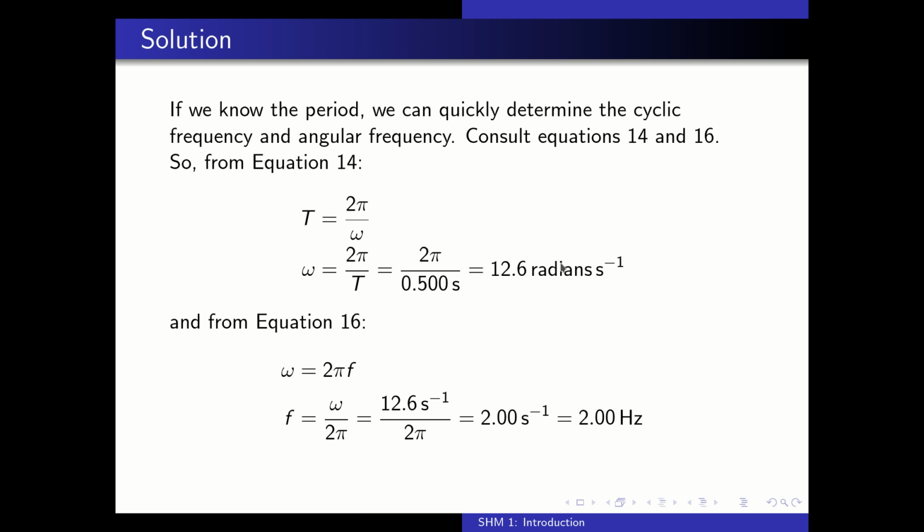2 pi over our period gives me about 12.6 radians per second. If we use equation 16, we can find that the frequency looks like omega over 2 pi. 12.6 radians per second over 2 pi gives me about 2.00 per second, or 2.00 hertz. Now, you could have looked at this and realized pretty quickly that because cyclic frequency is 1 over the period, you could get to your 2 hertz answer that way as well.